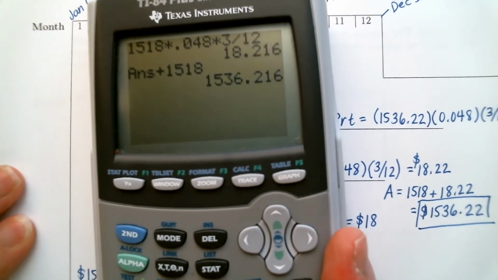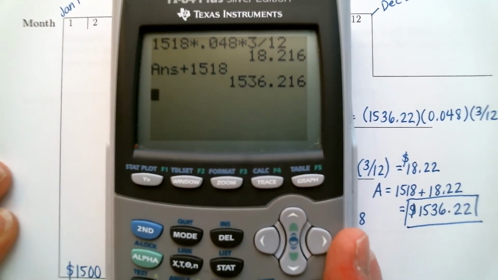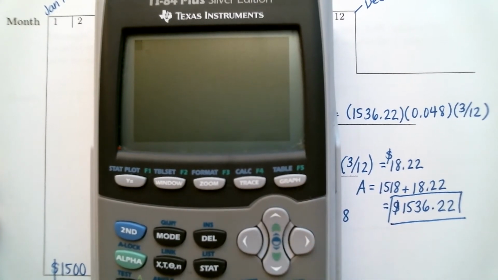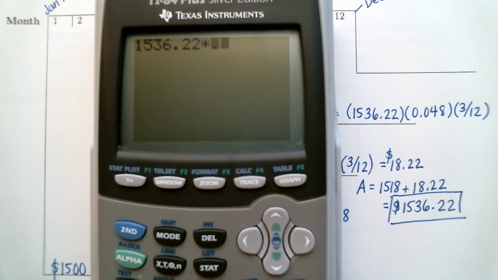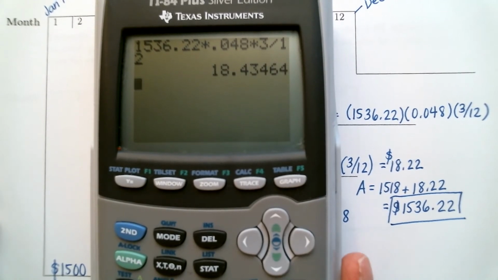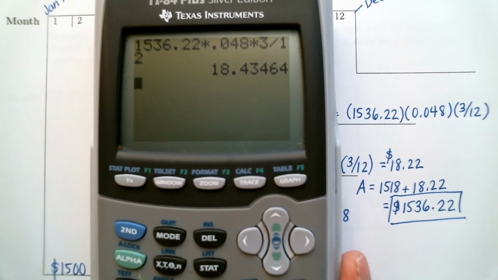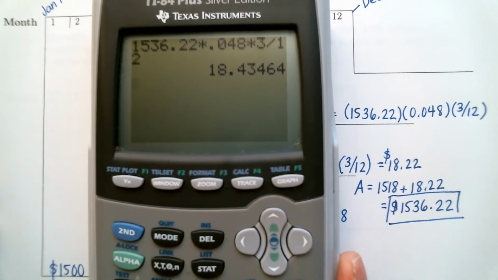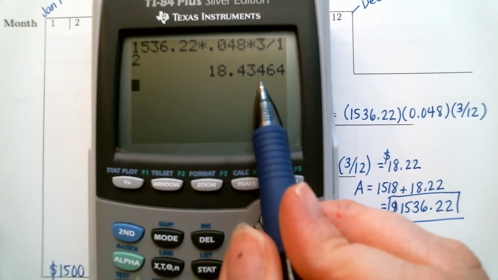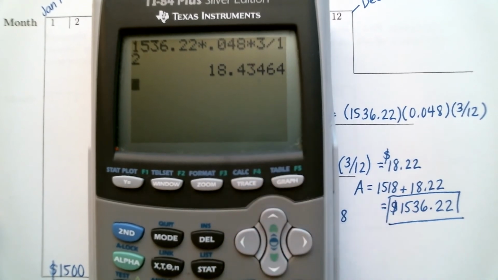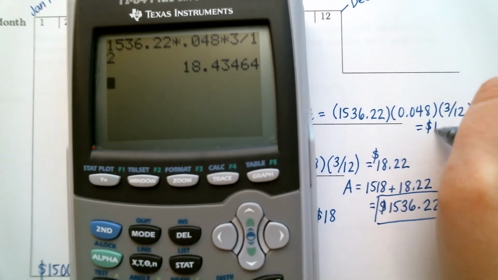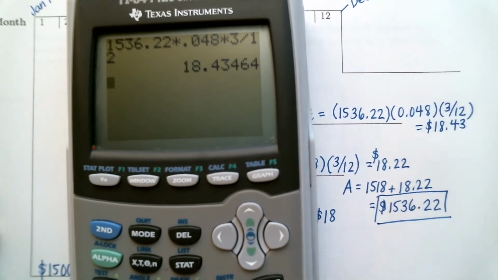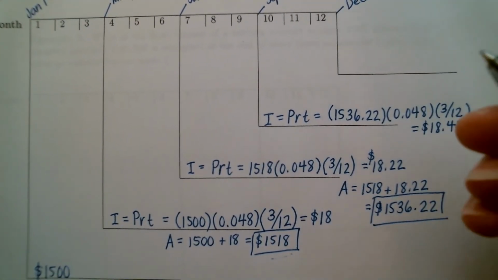Okay, this is going to give us, let's see here. All right, so we're going to get $1,536.22 times 0.048 times 3 months out of 12. So again, you need to round this to the nearest cent. This is going to be $18.43. Remember, since this is a 4, you want to round down, or keep it the same as what we have. So $18.43 worth of interest.